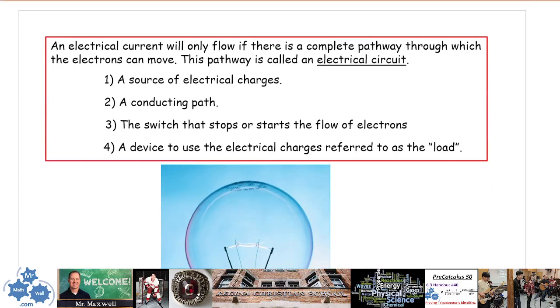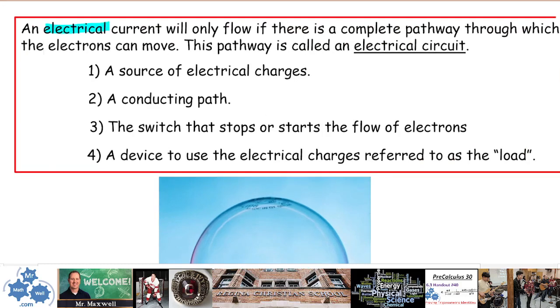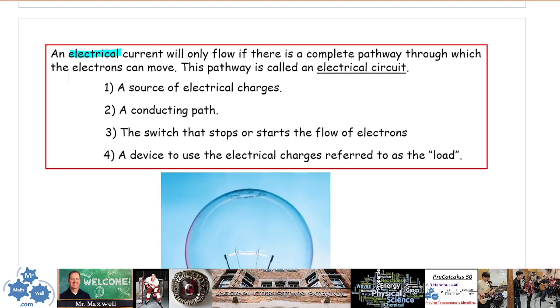An electrical current, so you want to put electrical in there, that's the word right there, will only flow if there is, as we said, a complete pathway through which the electrons can move. This pathway is called an electrical circuit.